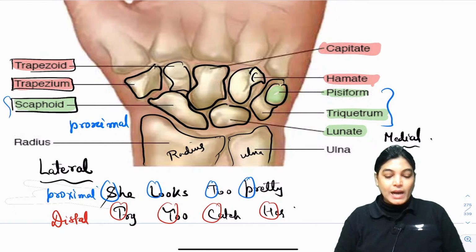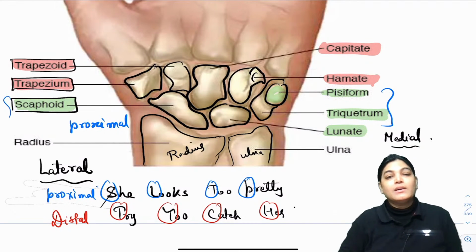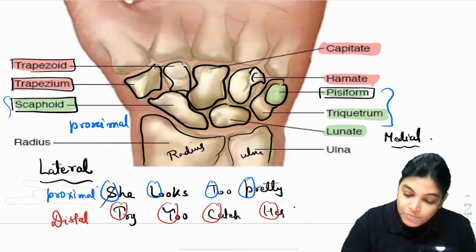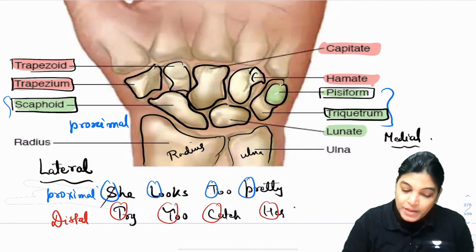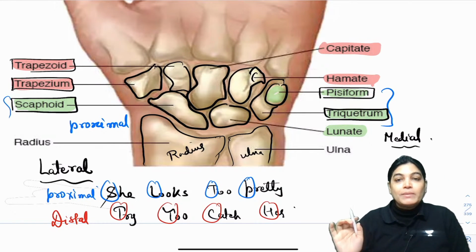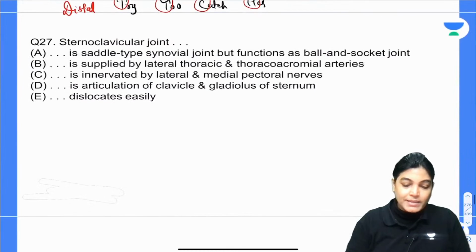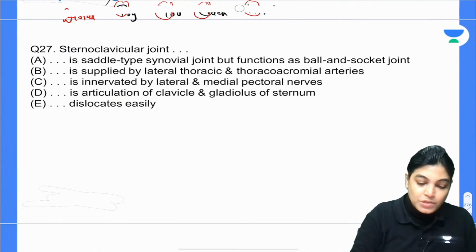So, this is all about the carpal bones. Very clearly we see the scaphoid and the lunate articulating with the radius, the small P-shaped pisiform resting over the triquetrum, and the trapezium, trapezoid, capitate and hamate forming the distal row of carpal bones. Done with this. Now, let us move on to question number 27.